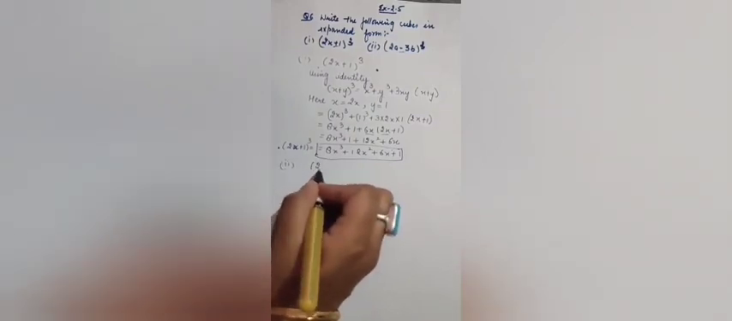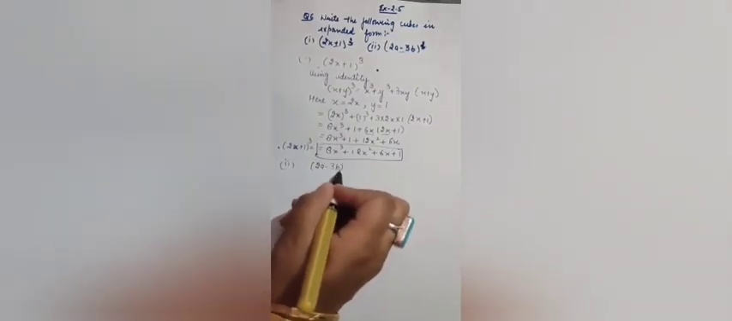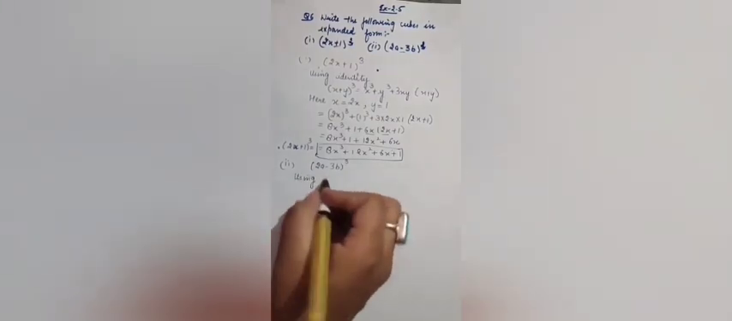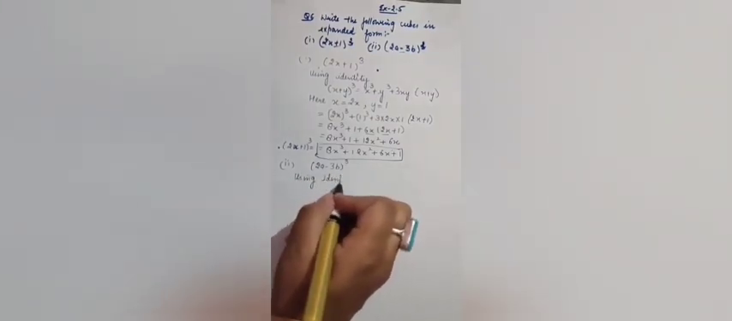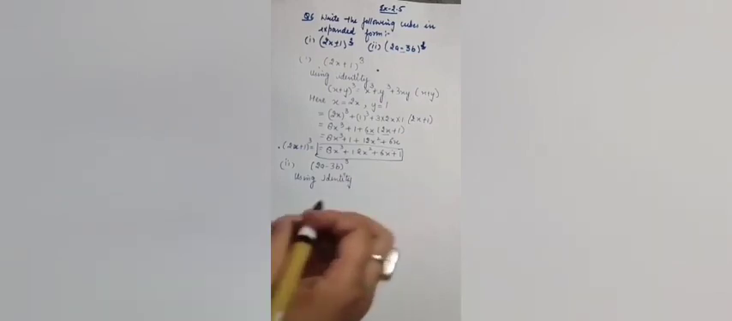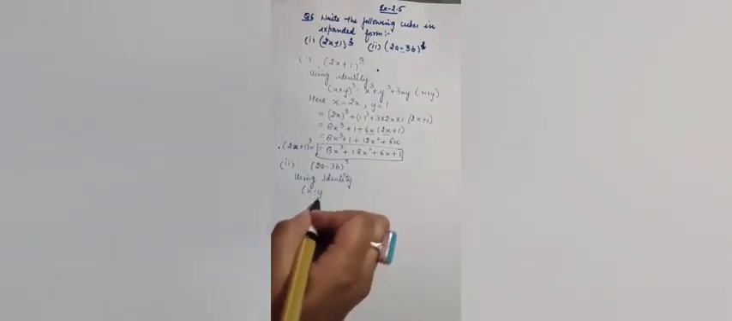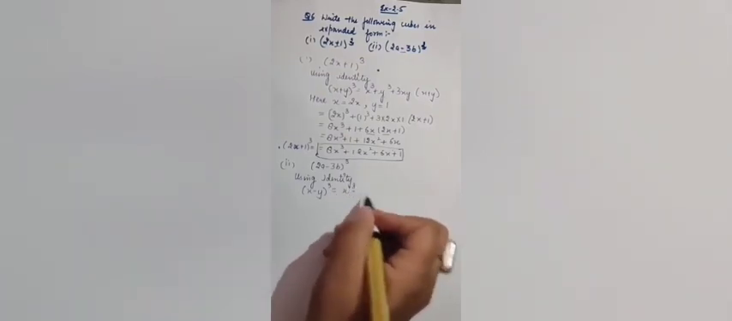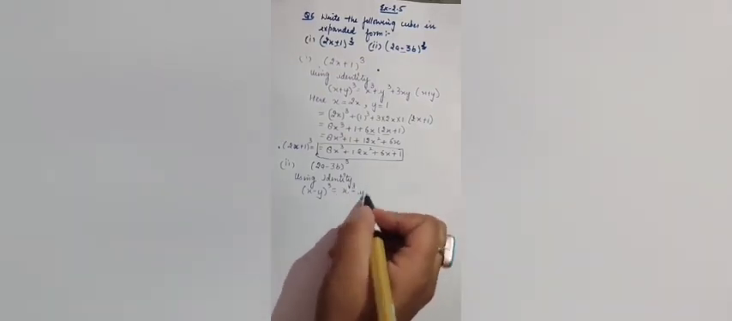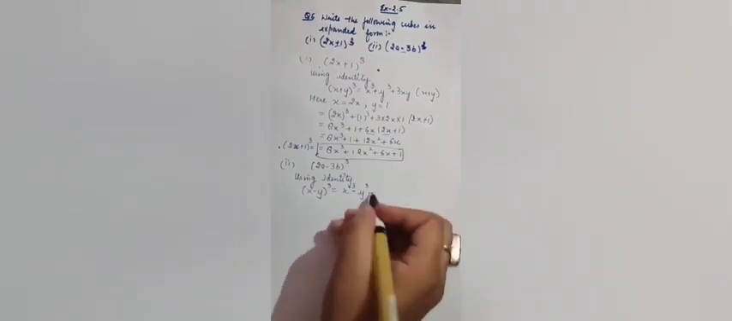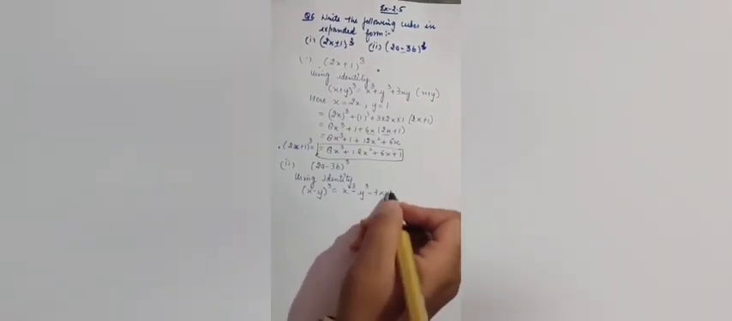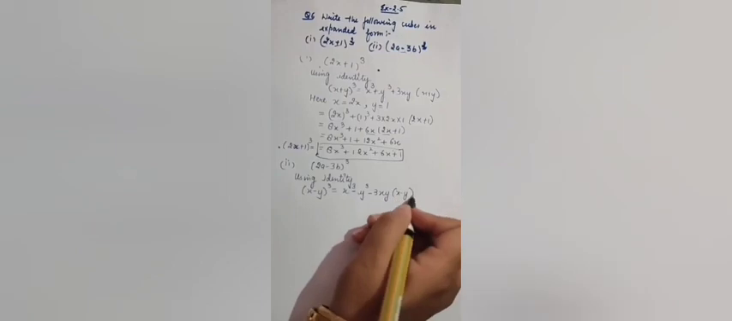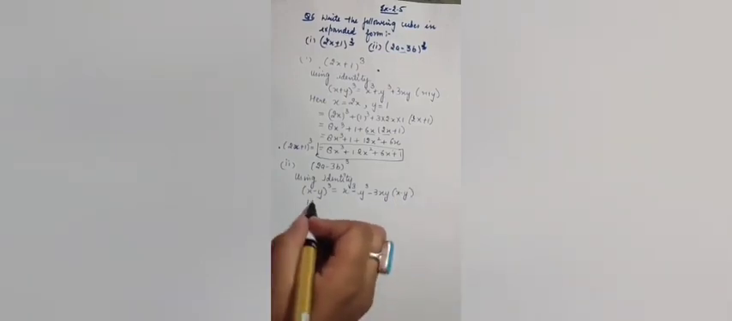Here it is (2a minus 3b) whole cube. Now again using identity, but I think you have cleared which identity we will use. We will use here the negative identity, that is (x minus y) whole cube. So signs will be changed and the rest of it remains the same. So it will be x cube minus y cube minus 3xy into (x minus y) here. Very simple. Again write it down.